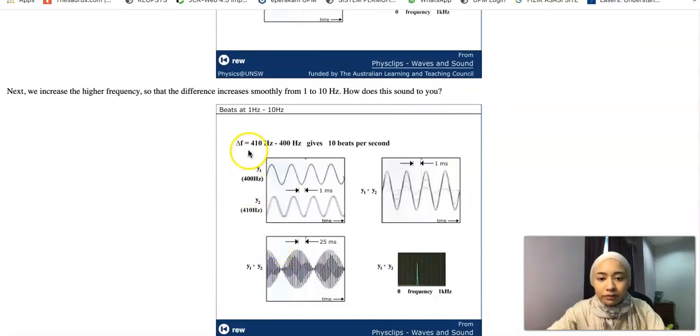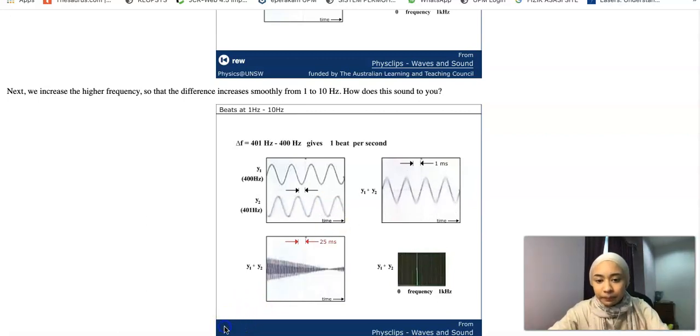So what if I increase the difference between these two waves? So now our beat frequency is 10 beats per second, 10 Hz. First wave is 400, second wave is 410. Frequency beat is 10 Hz or 10 beats per second. So now it should be faster.